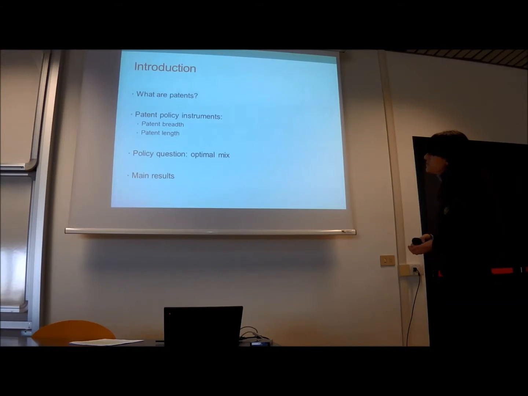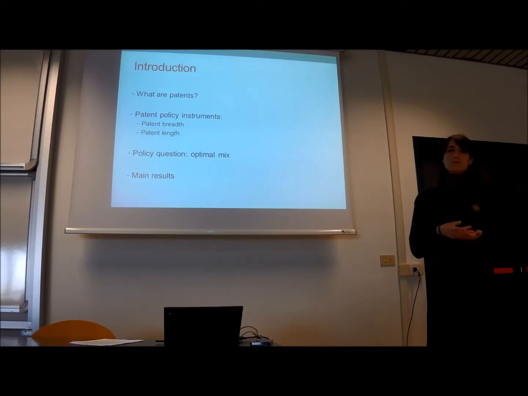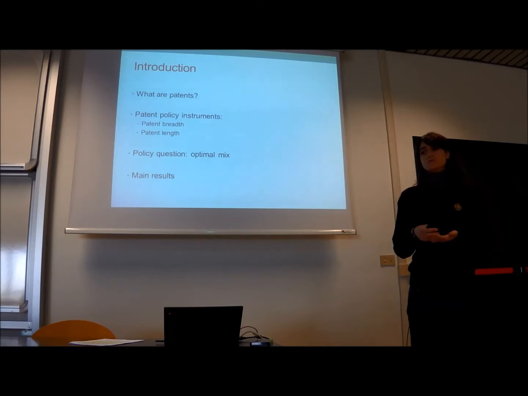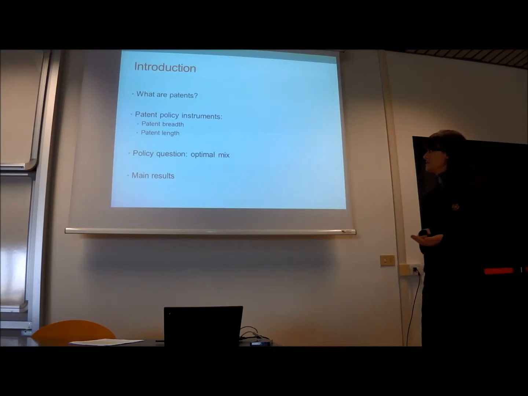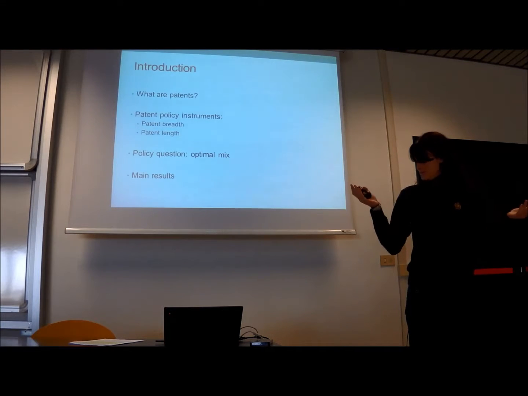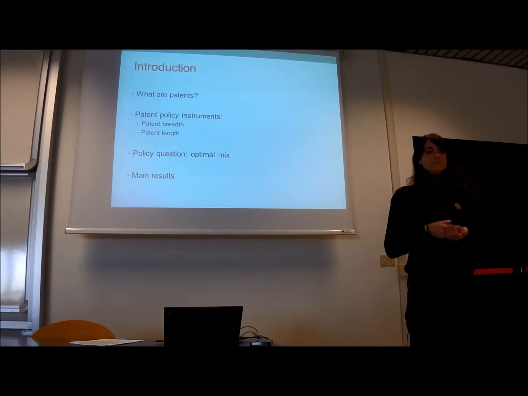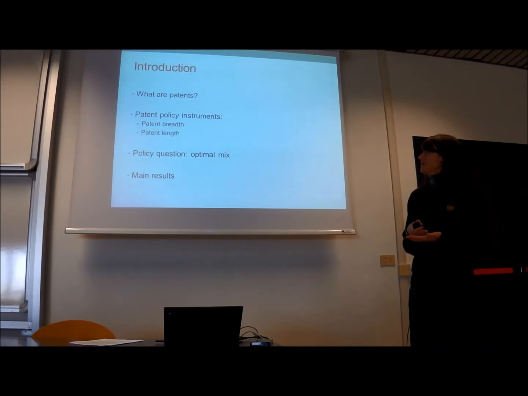So the structure of a patent consists basically of patent breadth and patent length, where patent length is quite straightforward, it is the lifetime, the duration of the patent, and the breadth has a less immediate definition, because it's the extent of the coverage of the patent, meaning the extent to which the patentee, who is the holder of the patent, can exploit his exclusive right.